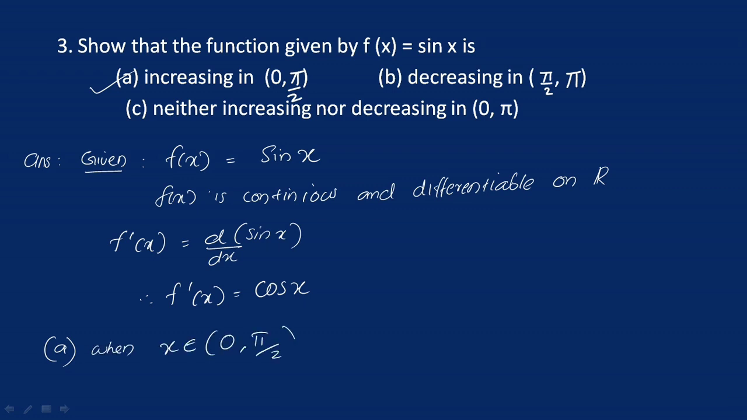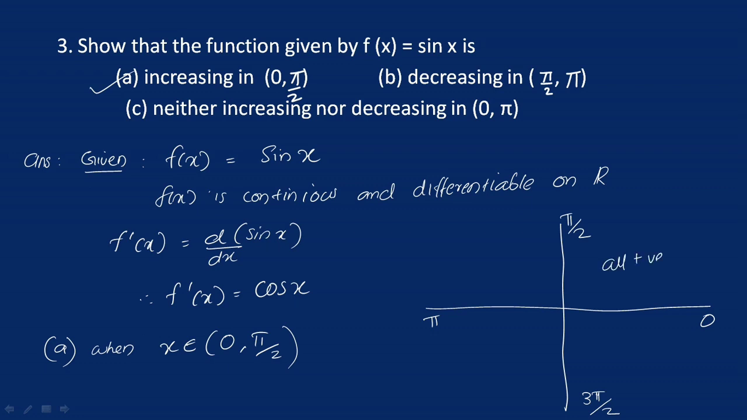When x belongs to 0 to pi by 2, so we have the four axes, that is 0, pi by 2, pi and 3 pi by 2. From 0 to pi by 2, all the trigonometric functions are positive. From pi by 2 to pi, sin theta and cosec theta are positive. From pi to 3 pi by 2, tan theta and cot theta are positive. Similarly, from 3 pi by 2 to 2 pi, cos theta and sec theta are positive.